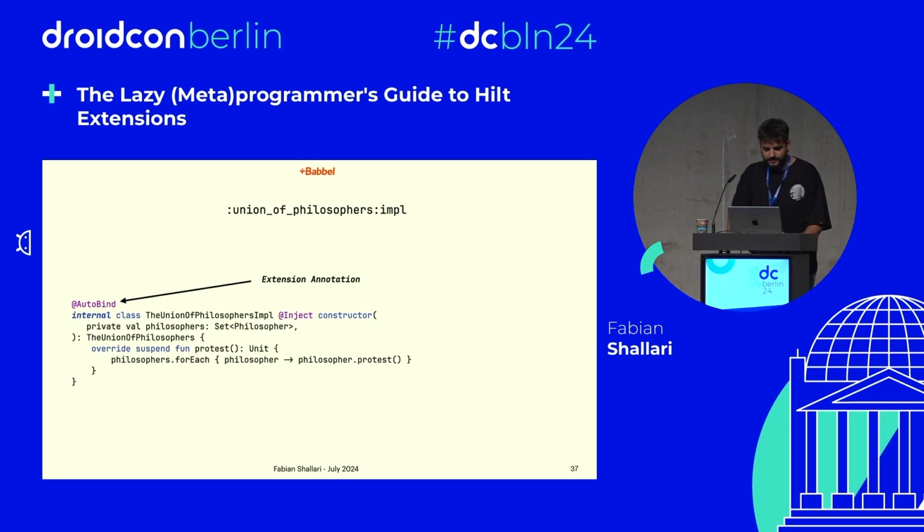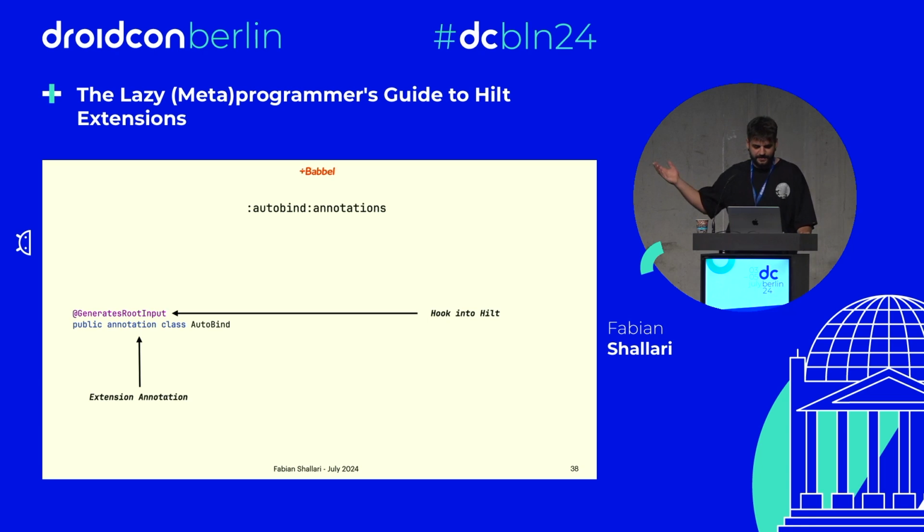So let's take a look at how we should declare our extension annotation. Well, it's pretty simple. We just declare an annotation class. We annotate it with this meta annotation called generates root input. And ladies and gentlemen, say hello to a real Hilt extension.